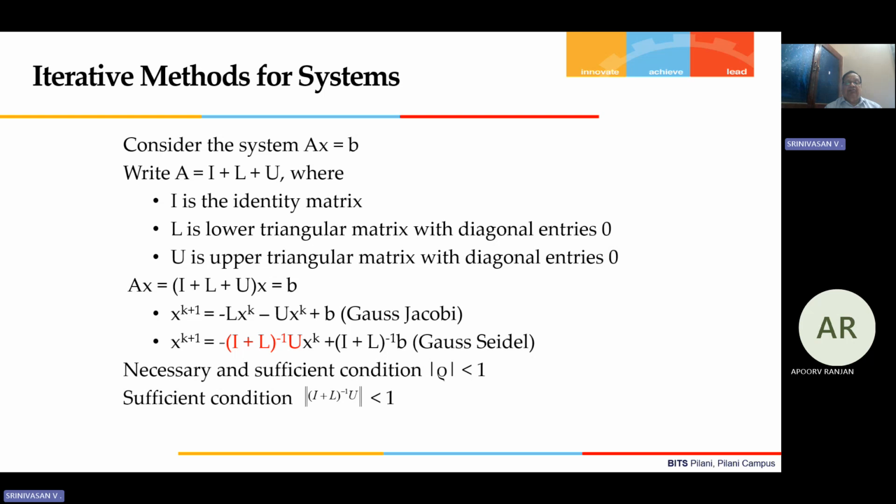So the norm of (I plus L) inverse U should be less than 1. For any convergence, you know very well, there are a lot of tests for convergence. You might have studied them in school days under sequences and series, convergence and divergence. So here also you can easily remember that way: the norm of (I plus L) inverse into U is less than 1, for Gauss-Seidel convergence. For Gauss-Jacobi, we are going to see.